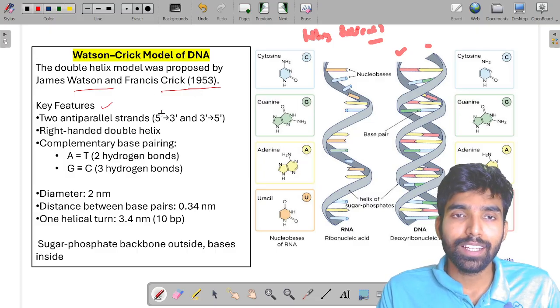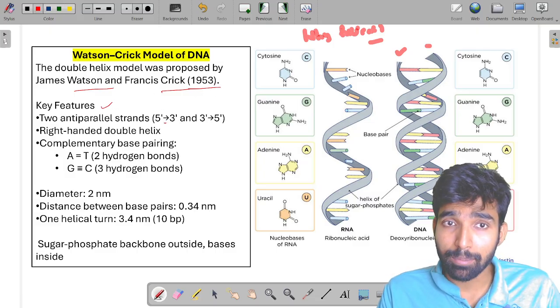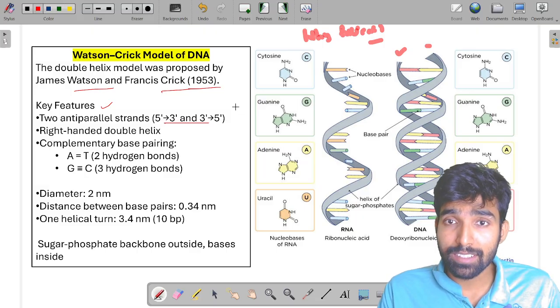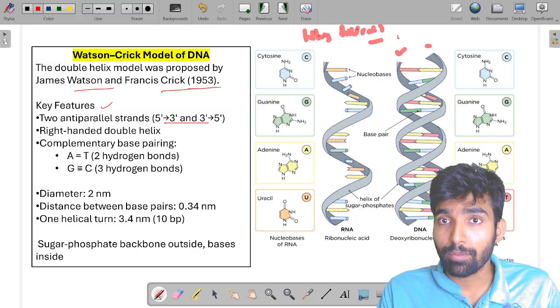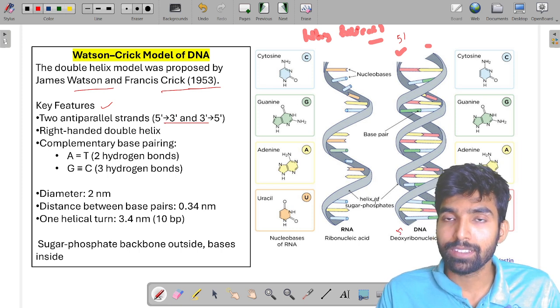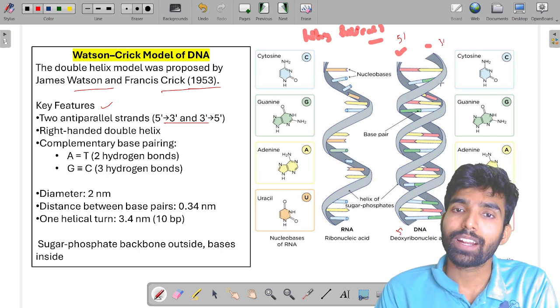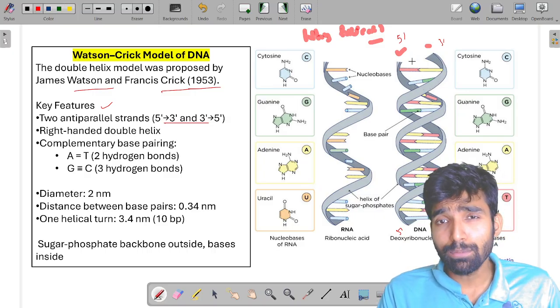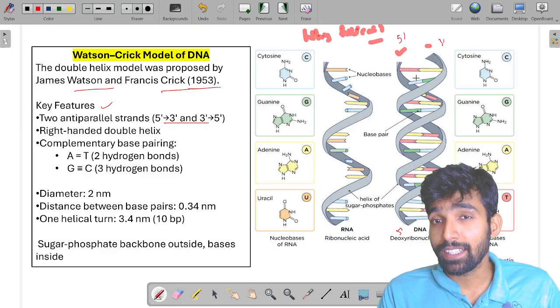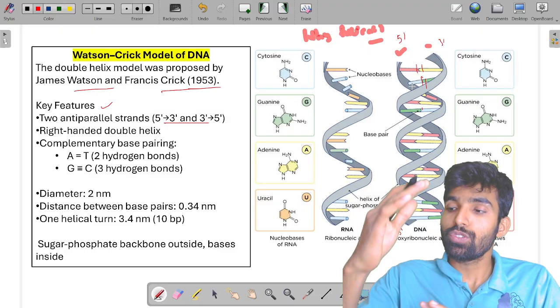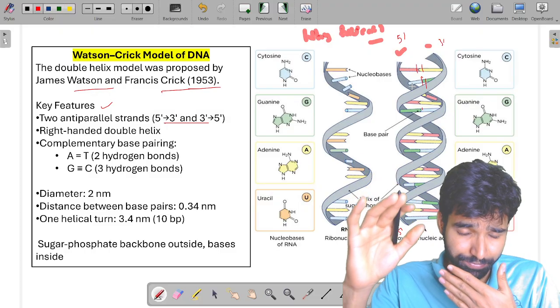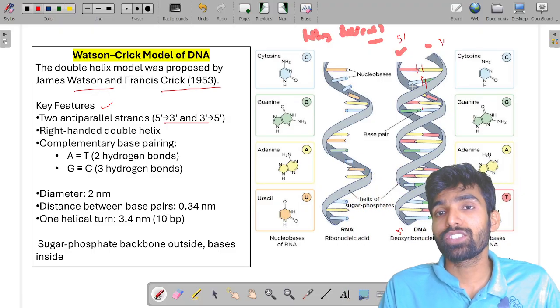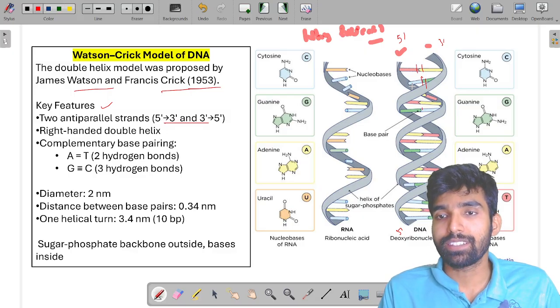The feature is two anti-parallel strands. Why anti-parallel? Two anti-parallel strands wrap around each other. Let's say this is the 5' position, this is the 3' position. Again, this is 5', this is 3'. Two strands are running exactly opposite to each other. Why so? Because if two strands are parallel, then hydrogen bonding will be very, very difficult. So just to make the molecule stable, the anti-parallel arrangement is there.